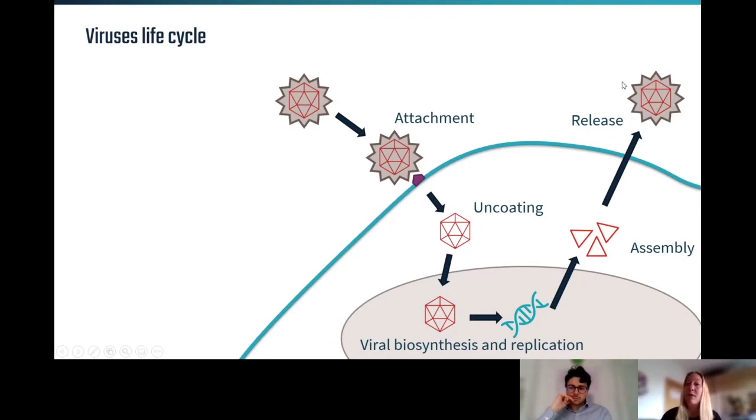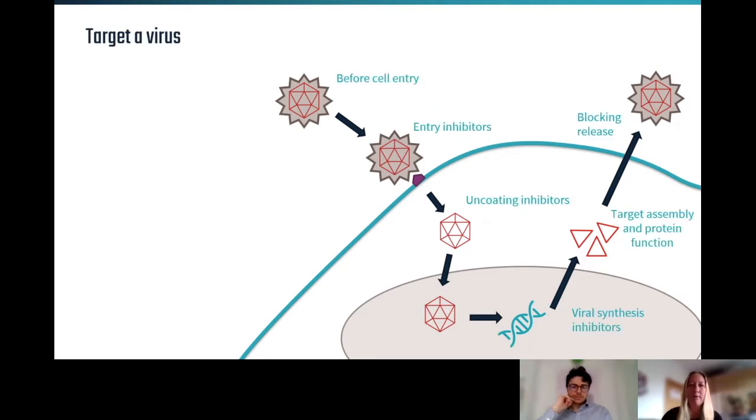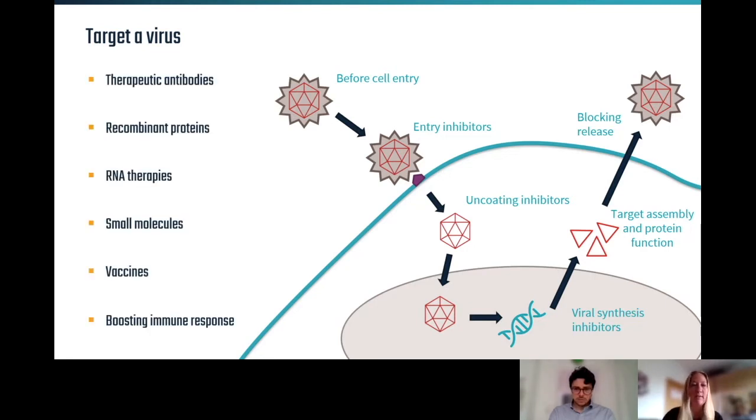There are actually many existing drugs which can fight viruses and viral infectious diseases. They all target one of these steps. You can target the cell entry, the capsid when it's coming into the cell by using inhibitors for uncoating, the replication stage, and of course the assembly and protein function can be blocked, and also the release of the virus particles. In addition to targeting all of these steps, there are also drugs that boost the immune system of the host. All these drugs fall into one of these categories.